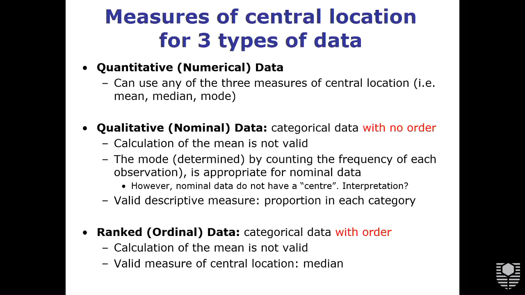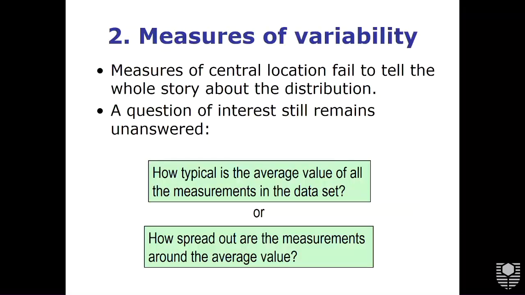The mean is not valid. The mode, because we check the frequency of each observation, is the appropriate one here for qualitative data. And we have the last one, ranked or ordinal data with order. The mean is not valid. We always use the median to check the central measurement of the ranked or ordinal data.